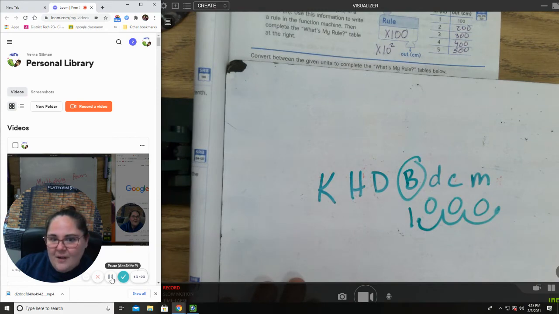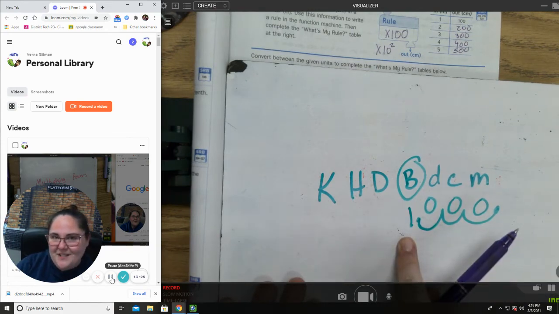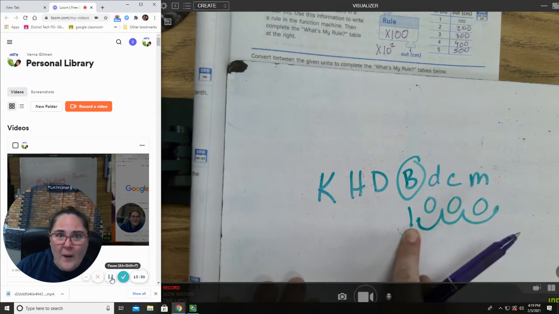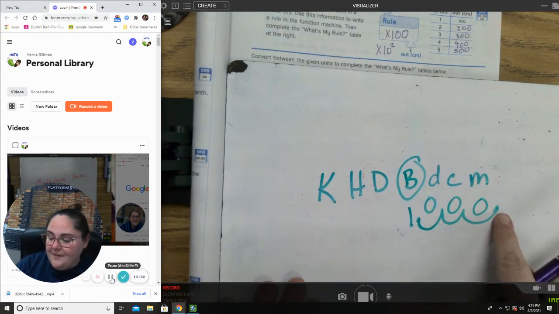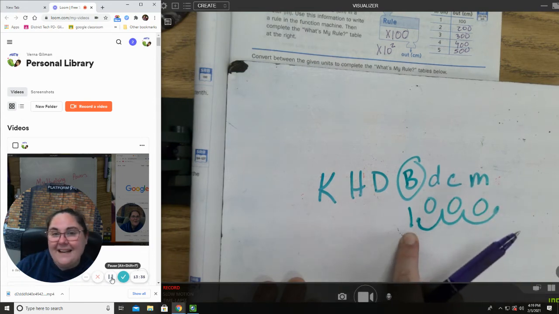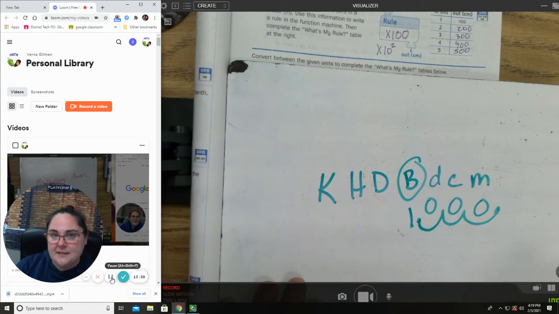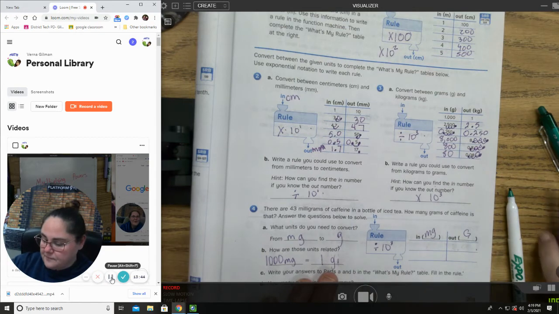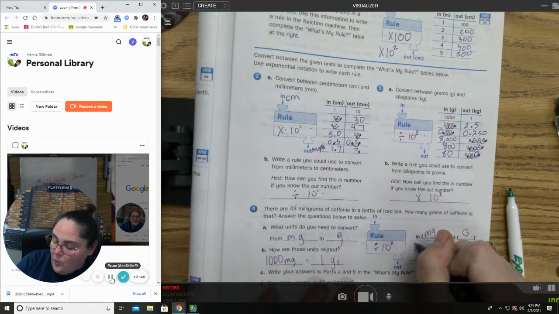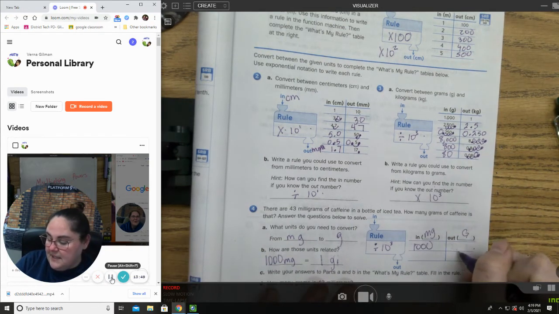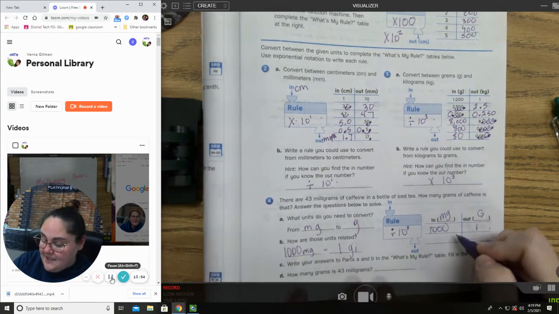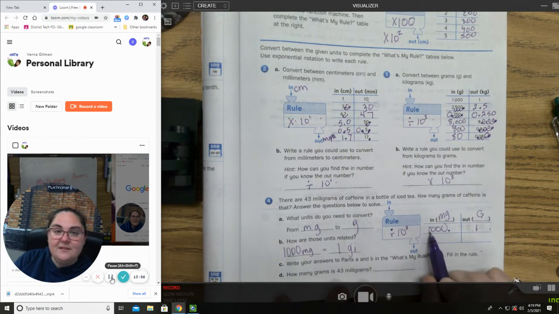On my thing, though, since I'm going from milligrams to grams, I'm going to need to move it this way. So I am going to divide. I'm going to figure out my answer by dividing by 10 to the third because I moved 3 spaces. Does that make sense? So that is my rule, 10 to the third. On my paper, I know that 1,000 milligrams equals 1 gram. And again, dividing by 10 to the third because I start here and I move my decimal 3 spaces.